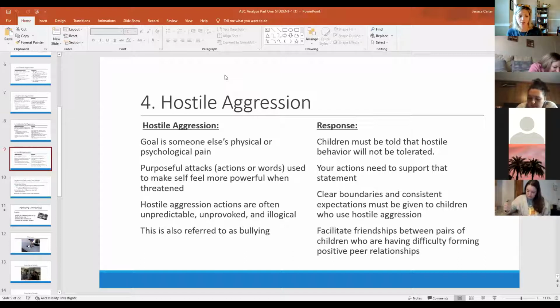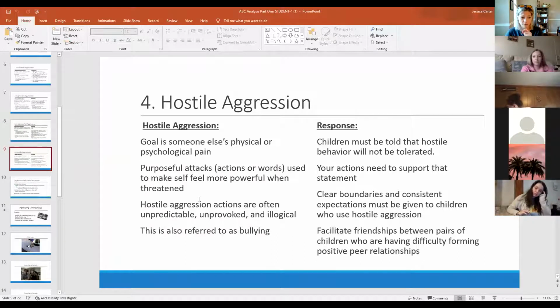Sometimes we see hostile aggression as completely unpredictable. And I hear parents or teachers say that the other child didn't do anything. They did not do anything to deserve this or to provoke this. It's just one child exhibiting aggression on the rest of the classroom, or on people and things. This type of hostile aggression can be called bullying.